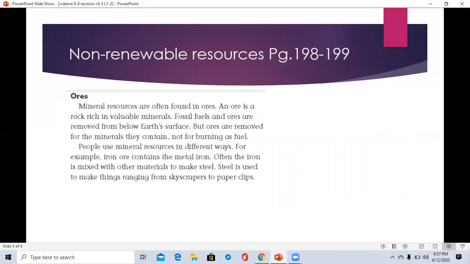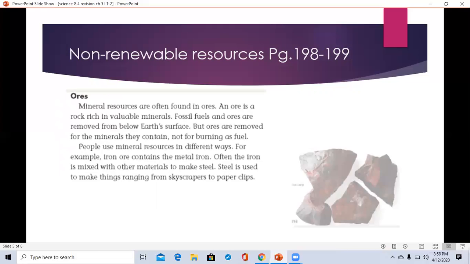Ores are also a mineral resource. Mineral resources are often found in ores. An ore is a rock rich in a valuable mineral. Fossil fuels and ores are removed from below the Earth's surface, but ores are removed for the minerals they contain, not for burning as fuel.